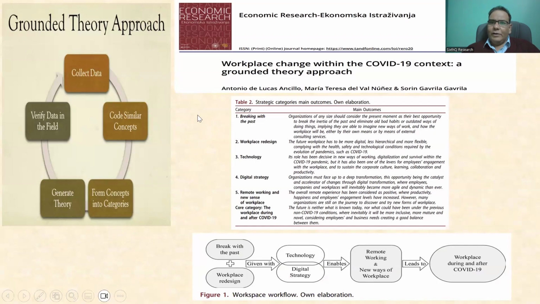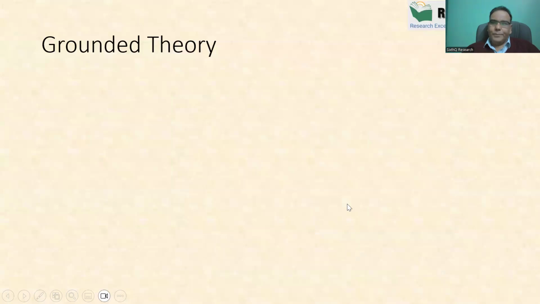So finally, in all the approaches, you must represent two outputs. This is output number one, which you must have in all the papers. And this kind of model you have to present in your paper. So after following all the approaches, you must at least show these two outputs in the paper. So this is called the grounded theory approach.